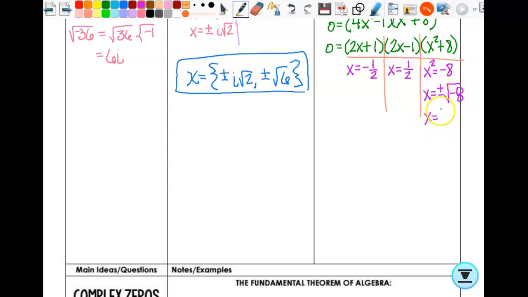So x equals plus or minus, how do I simplify the square root of 8? Just the square root of 8. 2 square root of 2. So this will be 2i square root of 2, because there's a negative in there. So my x's then are plus or minus 1/2 and plus or minus 2i times the square root of 2.